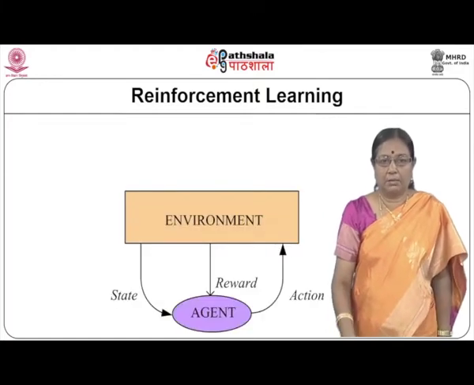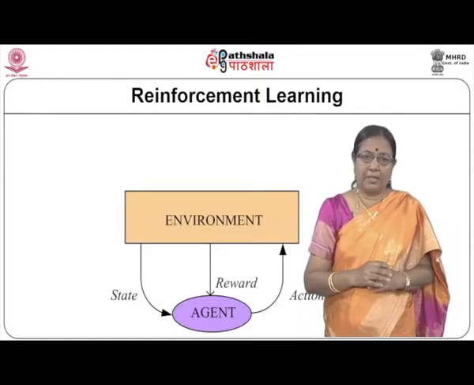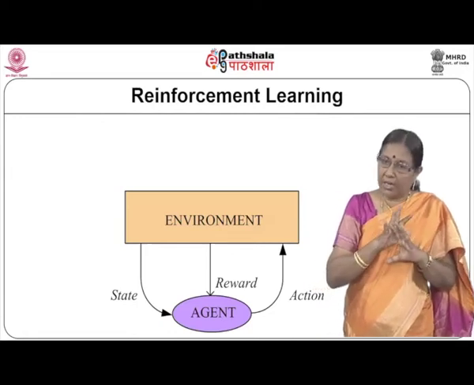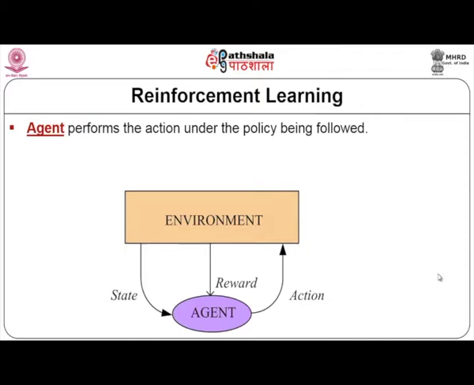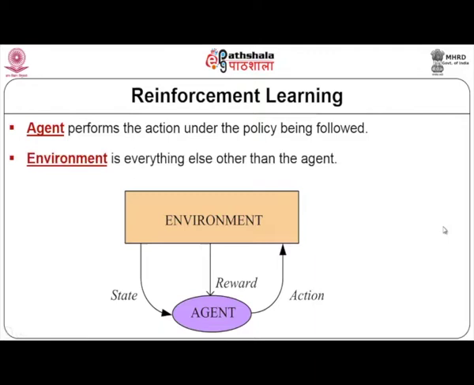Now, let us go into a little more detail. When we talk about reinforcement learning, we talk about the environment. The environment has a state and the agent does some action based on the environment, and based on that action you get a reward. The reward can be positive or negative, so we just call it a reward. So, based on a state of the environment, the agent does an action, and based on the action the environment will give it a reward. The agent performs the action under the policy being followed, and the environment is everything else other than the agent. So, we are giving it a common term.